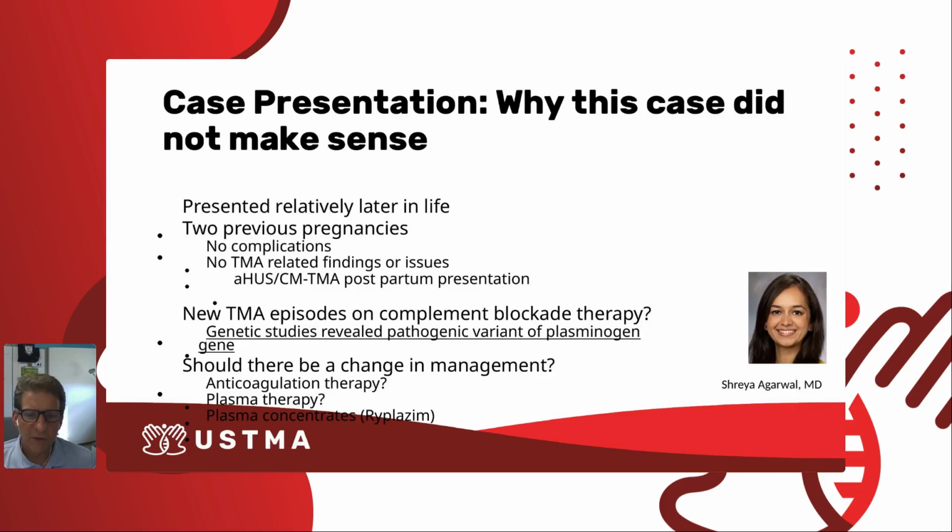genetic studies to the University of Iowa, who does all these renal TMA studies for us. And we'll talk about how this panel developed. But she had a genetic study that showed a pathogenic variant of the plasminogen gene. So one that's not associated with complement regulation, not involved in TTP, raising the question, should she be on a different treatment? Complement blockade therapy isn't working. What about anticoagulation therapy? Should she be getting plasma infusions or these plasma concentrates of plasminogen?